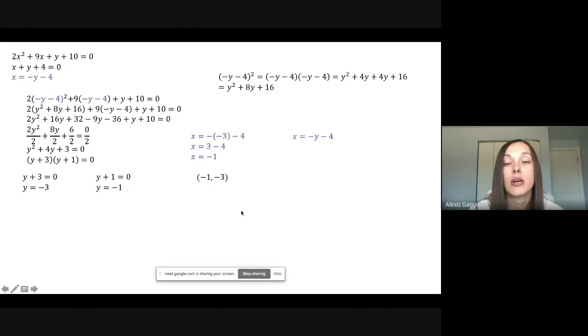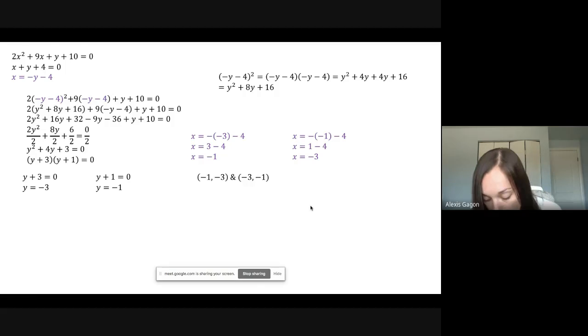Do the same thing, plug in negative 1. Negative negative 1 is positive 1. 1 minus 4 is negative 3. So our other answer is negative 3, negative 1. Okay, any questions on that one?